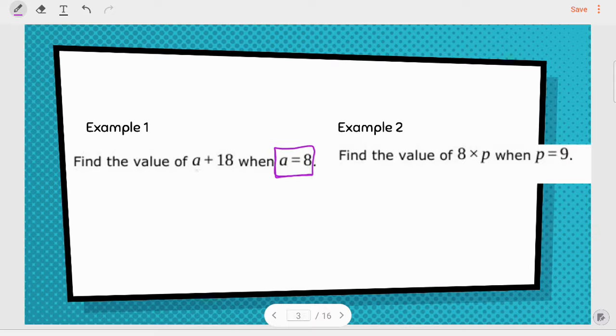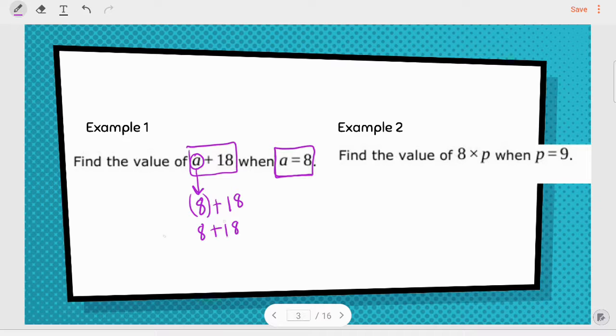So what I'm going to do is I'm going to copy down this expression. But as I read it and I see the letter a, I'm going to say, hey, a nickname for a is 8, and I'm going to replace that with an 8. So 8, and I said to put that in parentheses, plus 18. Now the parentheses, if there's nothing surrounding it, can be dropped. So 8 plus 18.